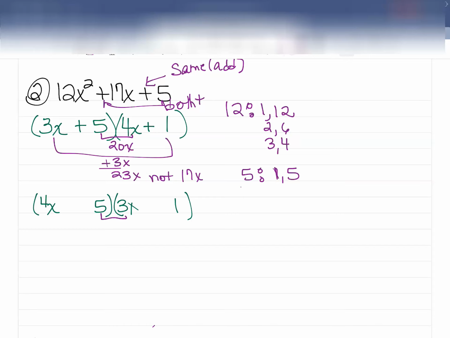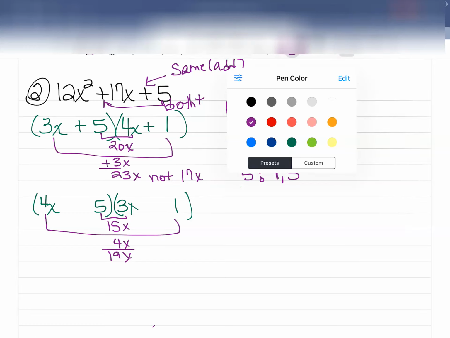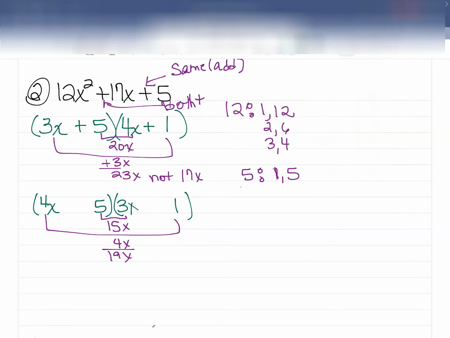So now when I do my 5 times 3, that's 15. 4 times 1, that's 4. Adding that will give us 19. That's not what we need. That's not giving me my 17 that I need. So, and I can make little notes on here. This 3 times 4, we know it's not it. So now we can try the 2 and the 6 with the 1 and the 5.